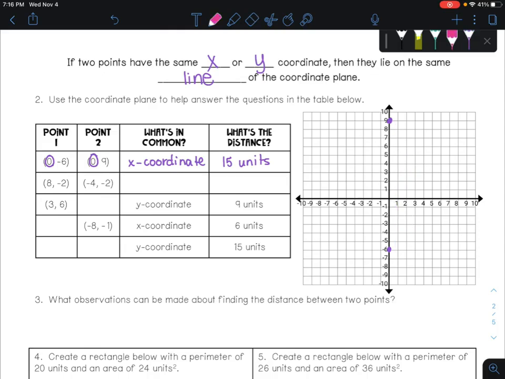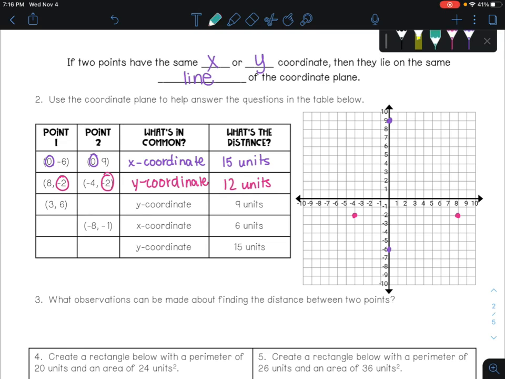Okay, let's use a different color here. 8, -2, so over to the 8, down to the -2. -4, -2 means over to the -4, down to the -2. What do they share? Well, they share the second number, so they share the y coordinate. And how far apart are they? Well, 8 compared to -4, we can say -4 is 4 away. Whoops. 8 is 8 away, so that's a total of 12 units. I'm just comparing to the middle, like when we do absolute value compared to 0.